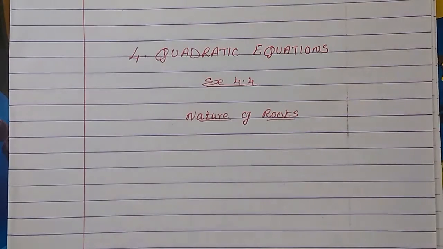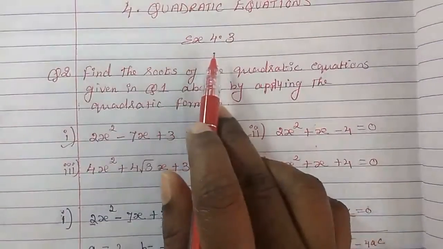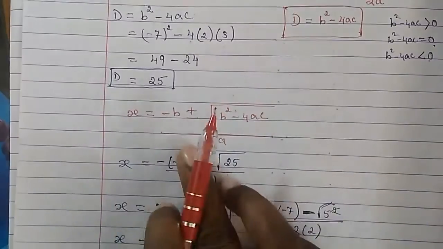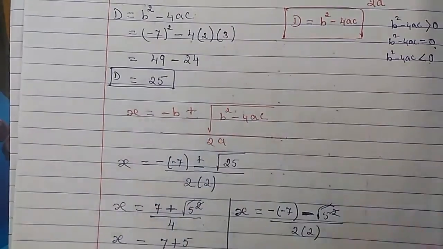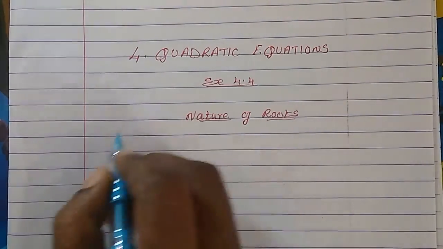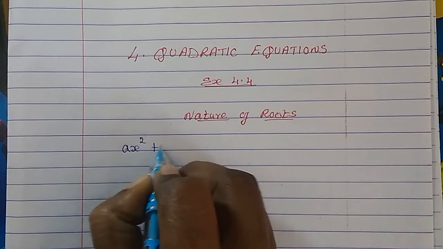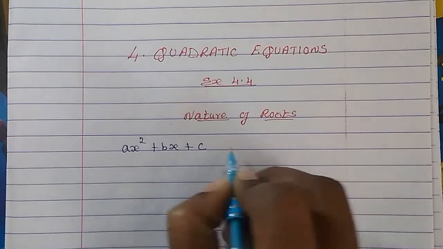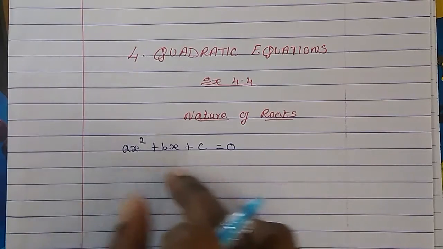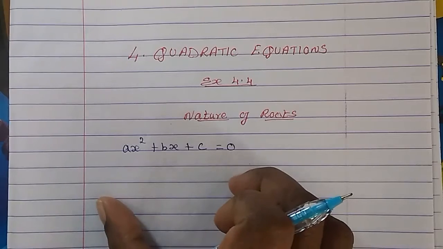I have already explained to you in exercise 4.3, when we did question 2, the quadratic formula. So this is our quadratic formula. How we get this formula, I told you. This is the general formula of a quadratic equation, that is ax square plus bx plus c equal to 0. This is your general quadratic equation. So when we derive from here, we get the formula.